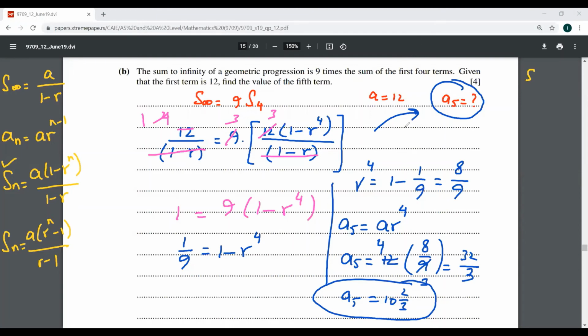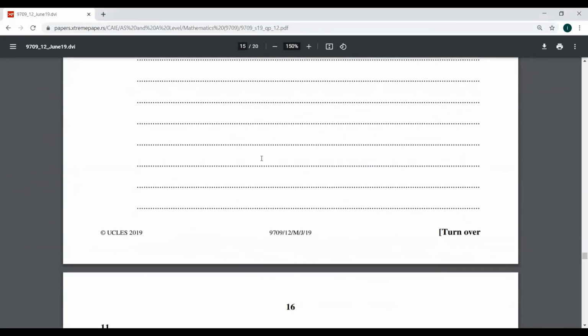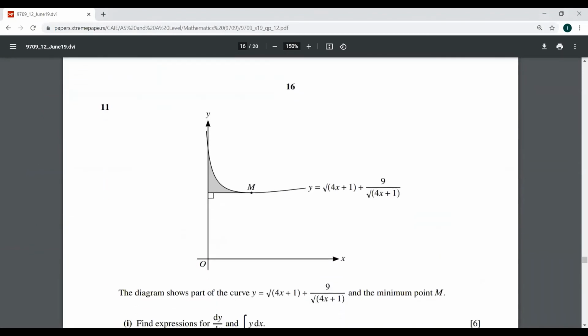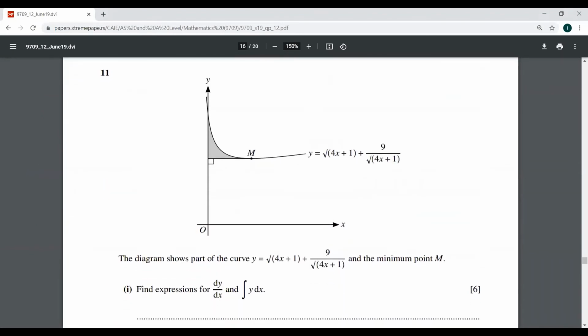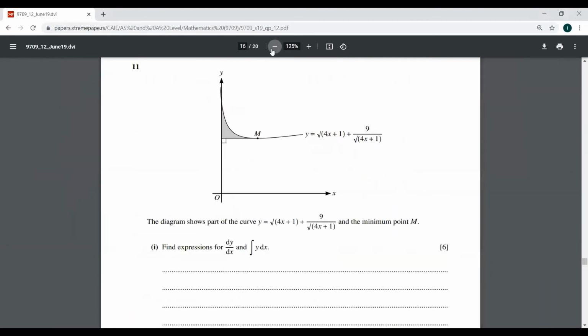I'm going to clear this if there is no question. Okay, let me see if there is any more question here. Oh, we have one more question. This is from your favorite calculus. Okay, let me just minimize this a bit.